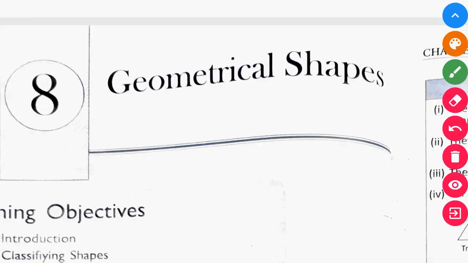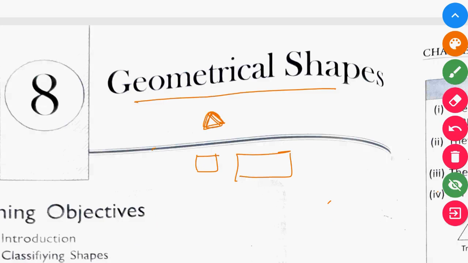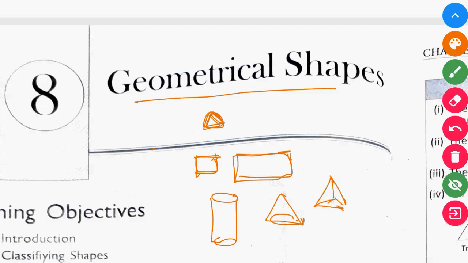Till now you know the different kinds of geometrical shapes. Some of the basic shapes are triangle, square, rectangle. Then we know the cylinder shape. We know the cone. We know the pyramid. Okay. So these are some different kinds of shapes which we know till the 4th standard, basic shapes.